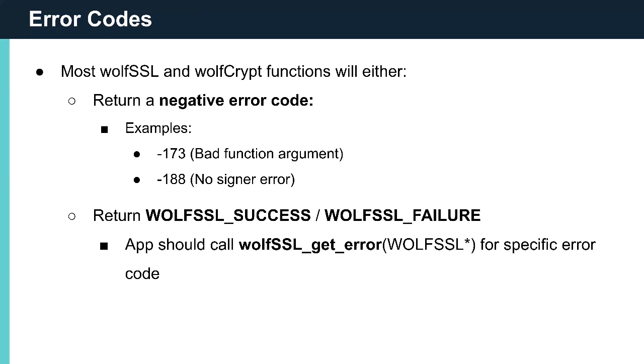Some of our APIs return WOLFSSL_SUCCESS or WOLFSSL_FAILURE instead of an error code directly. In this case, after you receive a WOLFSSL_FAILURE return from those APIs, you can then go on and call wolfSSL_get_error, passing in a pointer to the wolfSSL session structure, and that'll return the underlying error code to you.